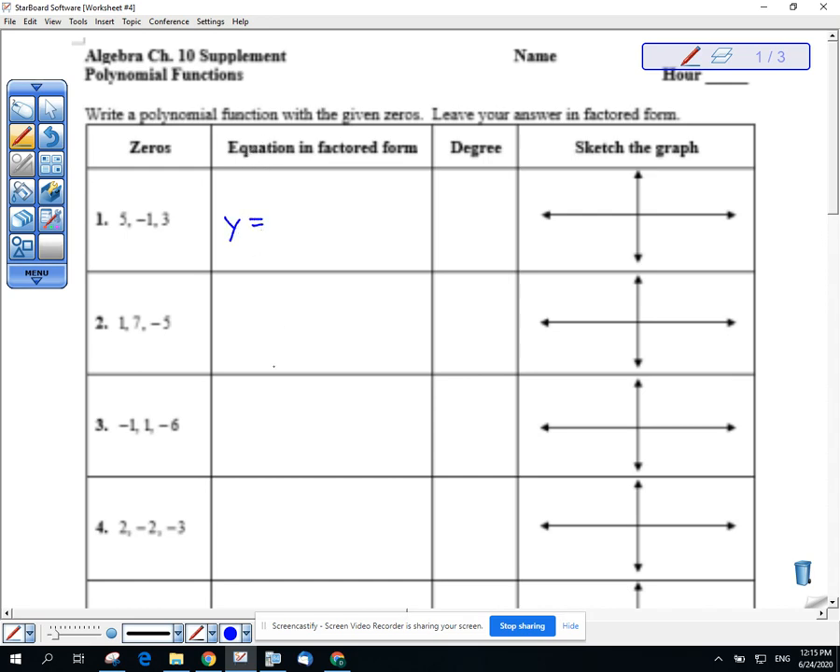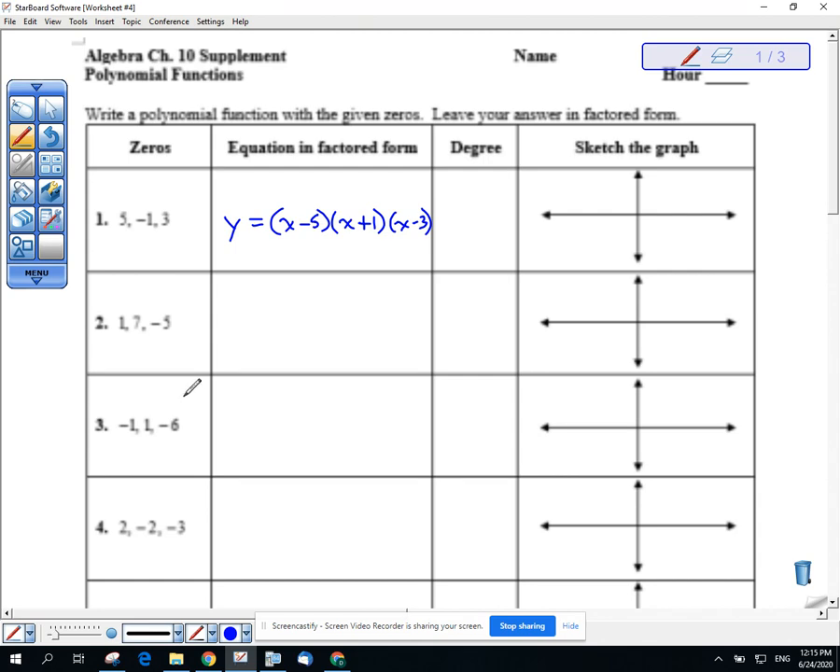That would be y equals, and then x minus 5 times x minus negative 1. Make sure you change minus negative to plus, times x minus 3. Just using that simple fact that I showed you on the previous slide. X minus 5, x minus negative 1, x minus 3.